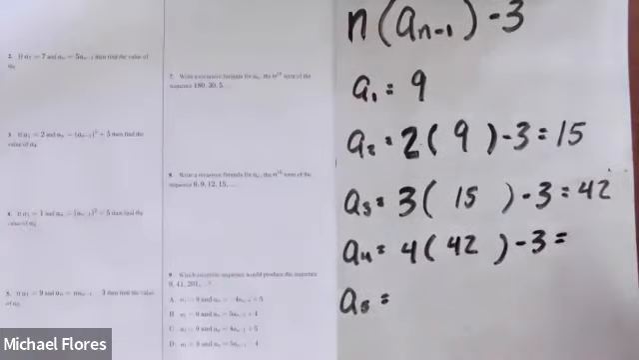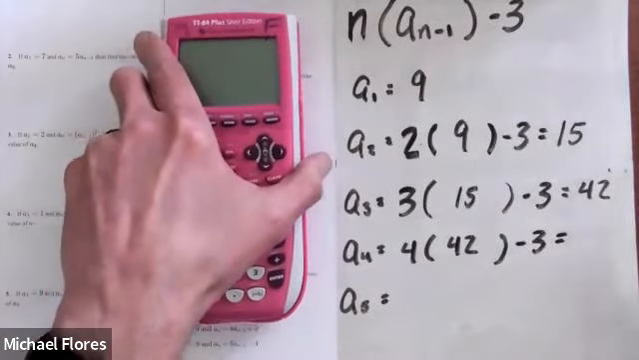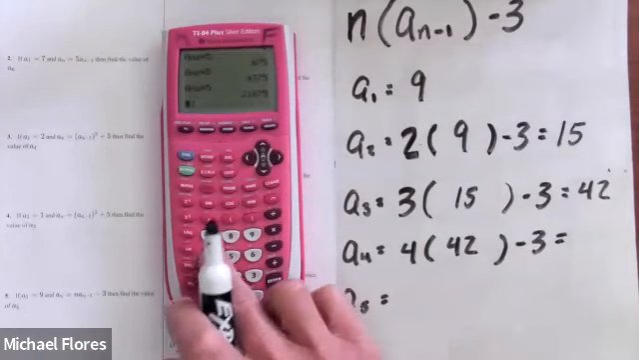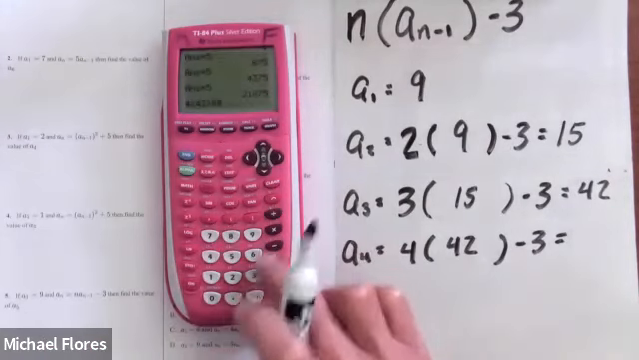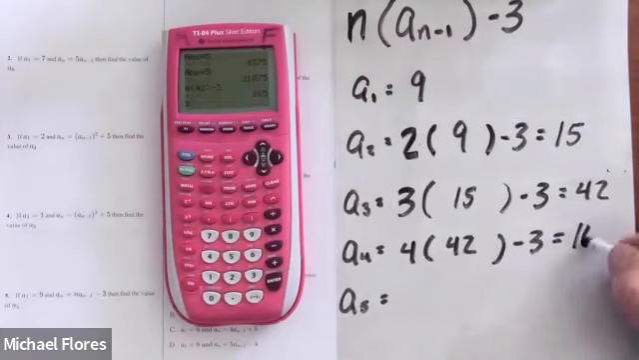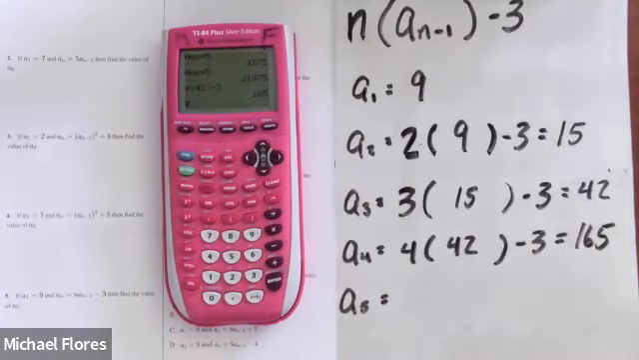Subtract 3. I don't want to chance making an error here, so I'm going to go to the calculator. 165. Now we're on the fifth term. N represents the term you're on, times the previous answer, subtract 3. For a final answer of 822.